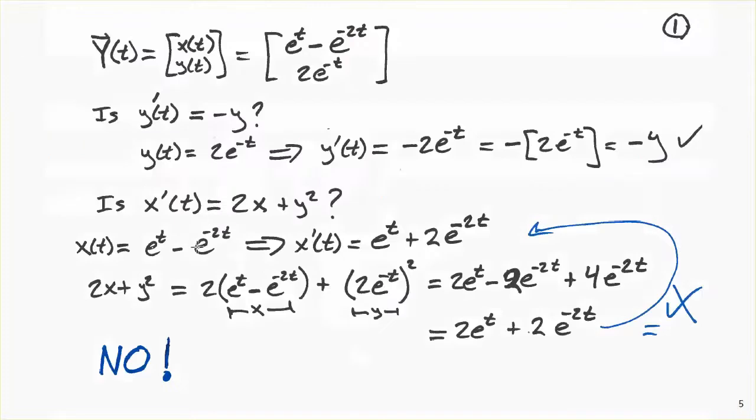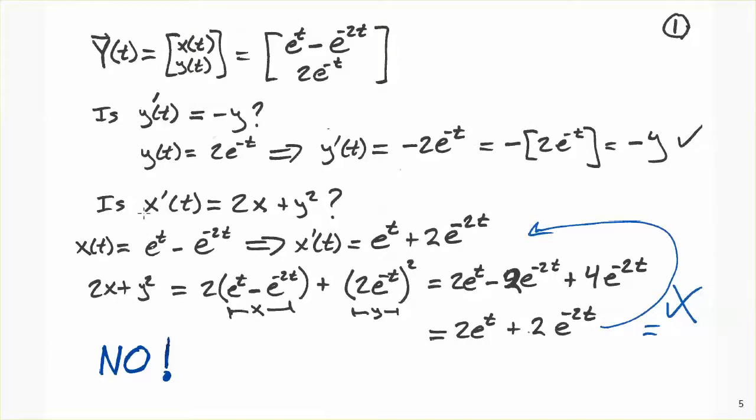So let's try it. Here's x and y, just copied over. I'll do the easy one first. Is y prime equal to negative y? Well, what's y prime? That's the derivative of 2e to the minus t. That derivative will be minus 2e to the minus t. What's negative y? That's just negative 2e to the minus t. Are those two things equal? Yes, they are. So that checks out. Good, exactly what I wanted.